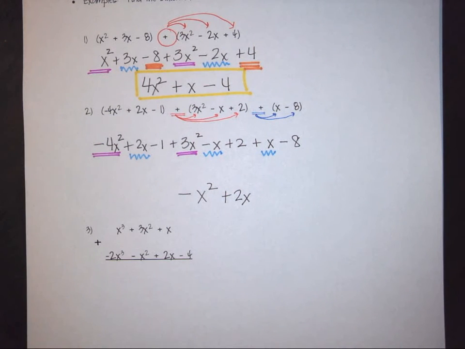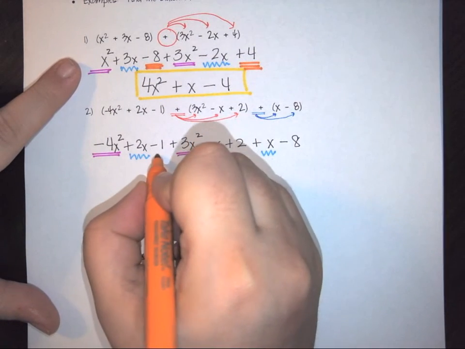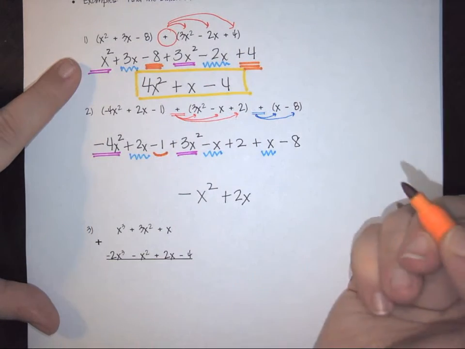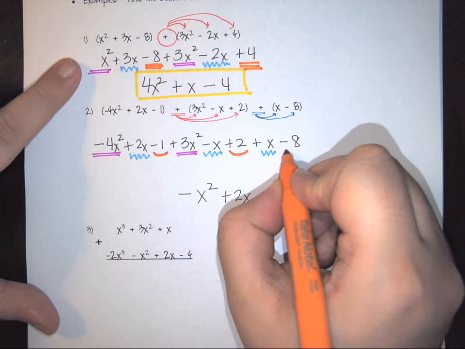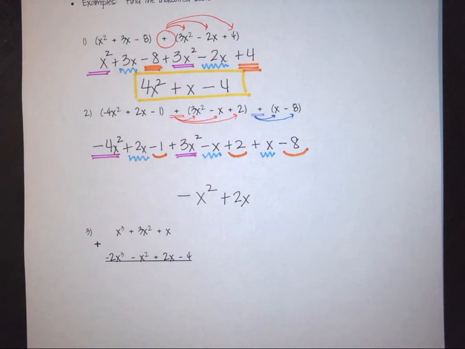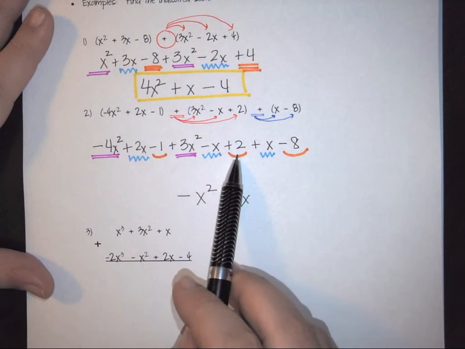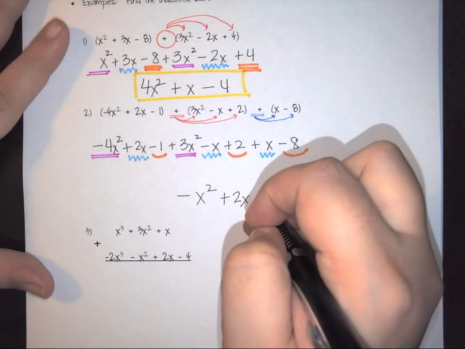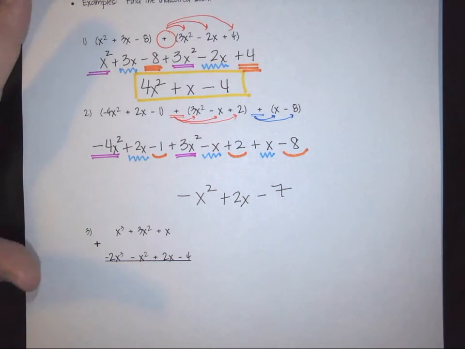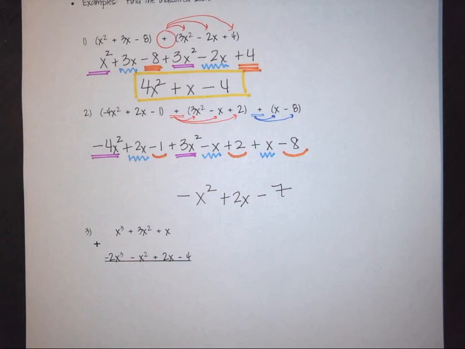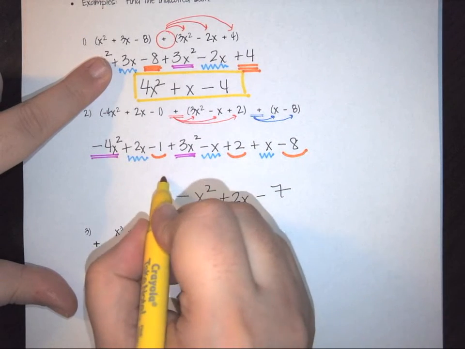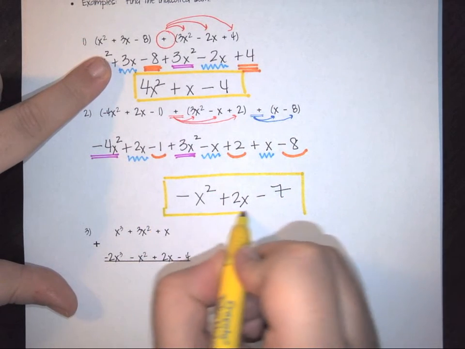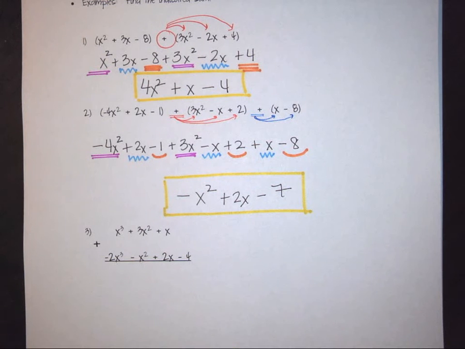And then the last thing that I have is my constants. So I have this constant 1, here's another one, and a third. So I've got negative 1 plus 2 minus 8. Negative 1 plus 2 gives me positive 1, minus 8 gives me negative 7. And then here again, we have combined all of our terms, and so this would be the polynomial that we were looking for.